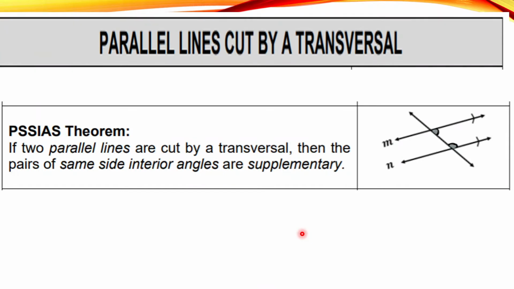Next, the PSSIAS theorem. If two parallel lines are cut by a transversal, then the pairs of same side interior angles are supplementary. So the pairs of same side interior angles are supplementary. Here, they are on the same side of the transversal line. So these interior angles, they are supplementary. That means if you add this angle, they are equal to 180 degrees. Also here, if you add this and this, that is equal to 180 degrees. So they are same side interior, on the same side.